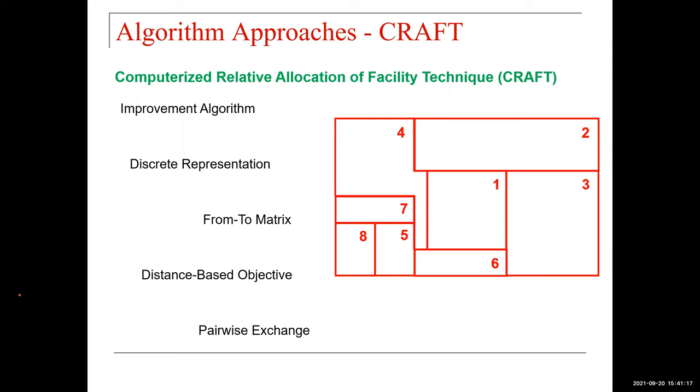It uses a discrete representation, meaning that you have a specific number of departments, distances, and so on. And it uses the from-to matrix that we talked about in the previous lecture. So we have some information about how much is the flow between departments. We also have information about the distance. So in terms of finding the best location for my departments, I'm going to be looking at this objective of minimizing the costs associated with movement and distance. And it allows for a pairwise exchange, meaning that we can switch two departments at a time and then find the level of improvement after switching two departments.